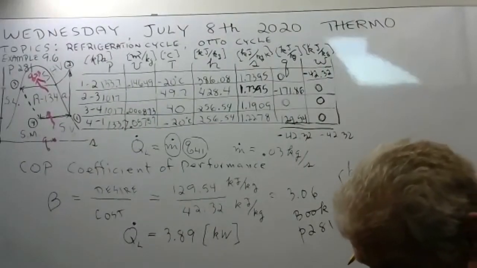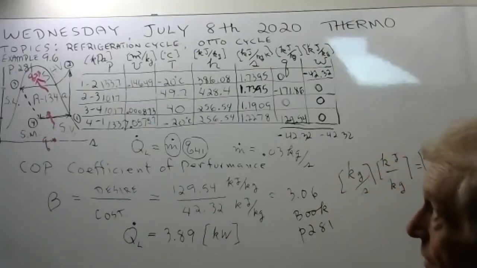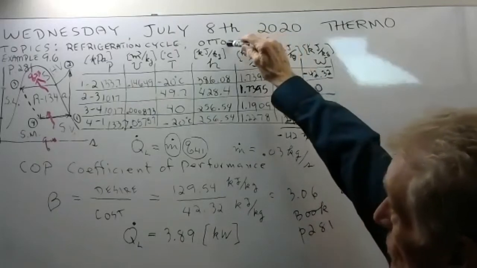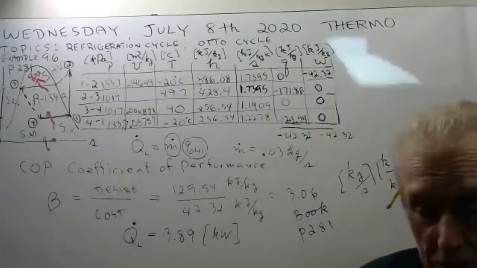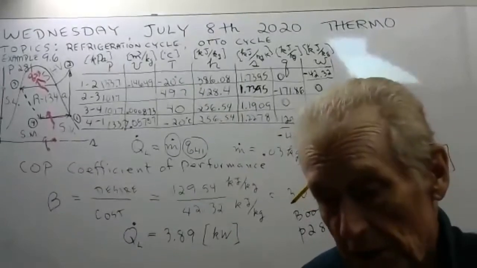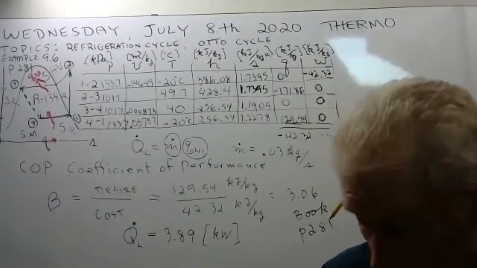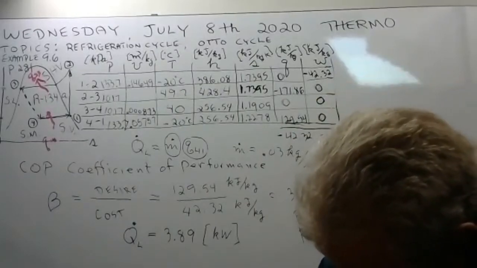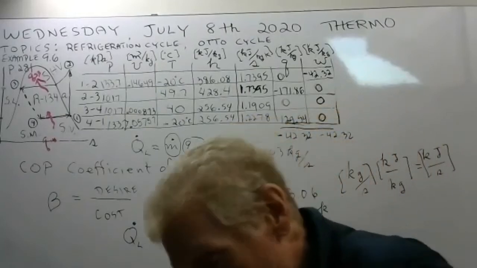Okay, well, here's what I'd like to do: I'd like to take a 10-minute break, and then we're going to study the Otto cycle. If you guys are happy with this refrigeration cycle, we're going to move on and talk about the Otto cycle next. Go stretch and take a 10-minute break, and we'll be back.